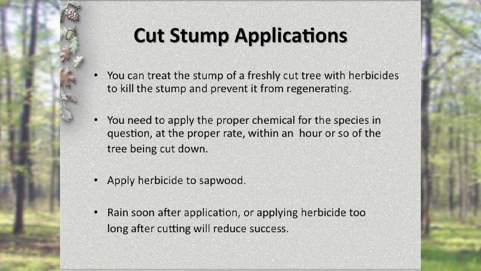Now you need to apply the proper chemical for the species in question at the proper rate and as soon as you can after cutting the tree down, certainly within an hour or so. And you want to apply the herbicide to the sapwood, which is the very outer ring of the tree. The inner stuff, the heartwood, that wood is all dead. It's just used for storage. The tree puts all sorts of junk in there to store it, and it helps support the tree. The live part of the trunk is the very outer ring just inside of the bark.